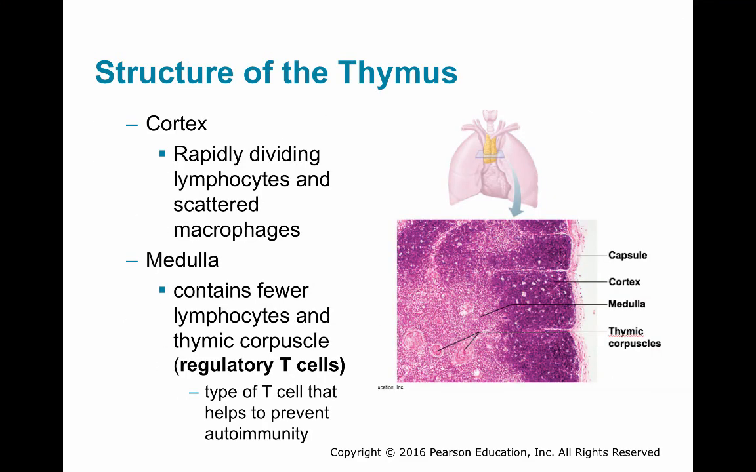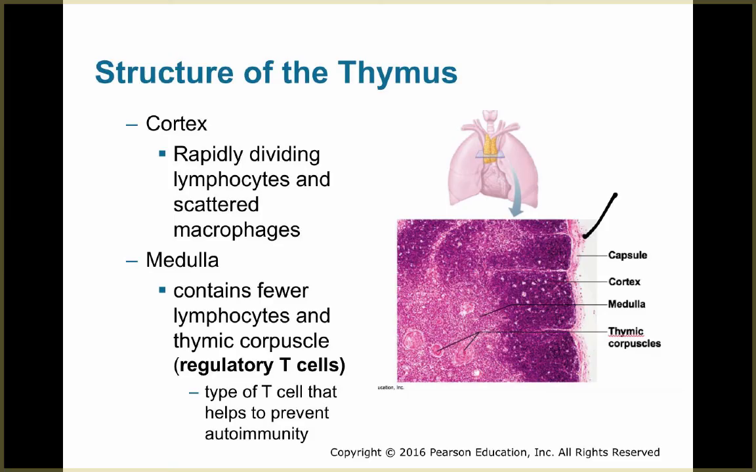So this is the structure of the thymus. As you can see, the cortex, or that outside part, has rapidly dividing lymphocytes and scattered macrophages here. So here you have the capsule. Here's the cortex in here. And the medulla is here in this area. And the medulla contains fewer lymphocytes and thymic corpuscles, or regulatory T cells. So this is the type of T cell that helps to prevent autoimmunity.